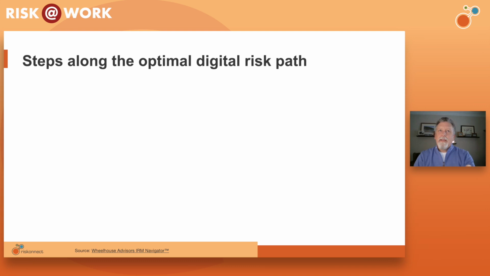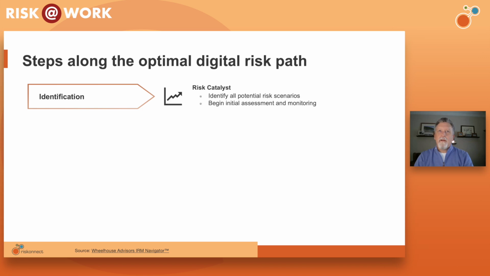So there are some key steps to be able to follow that optimal digital risk path, and they're associated with each stage of the digital risk cycle. And these steps are going to be very familiar to those of you who are risk managers because it's simply following a typical mature risk management approach, but in a way that allows companies, organizations to better prepare.